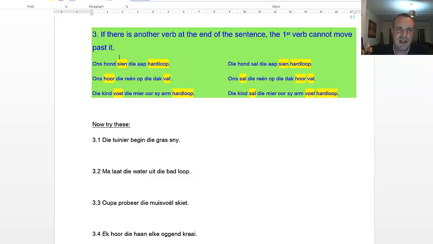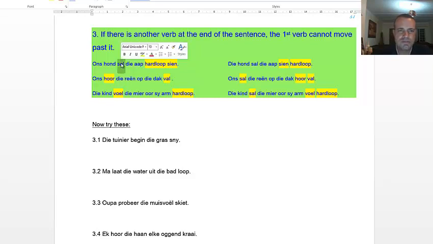So you have a sentence like this: Ons hond sien die aap hardloop. Our dog sees the monkey running. You need to be sharp enough to spot that there is another verb at the end of a sentence. And what's our golden rule? Can you remember from past tense? A verb cannot jump over a verb. Another way of saying it is first verb stays first, even if you move it. Okay, so there's your first verb. Now typically the rule says, okay, cool, there's my verb, move it to the end, put a sol there.